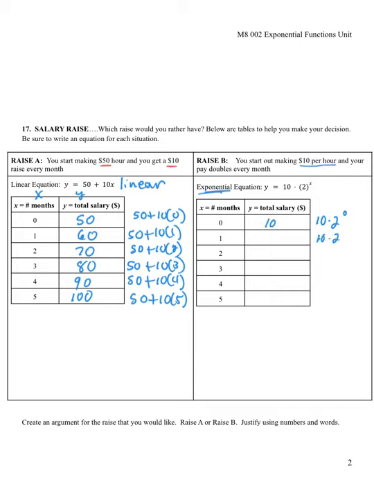Then you're going to do 10 times 2 to the first, which will be 20. 10 times 2 to the second, which will be 40. 10 times 2 to the third, 80. 10 times 2 to the fourth, 2 to the fourth is 16, so 160. Oh, look at that. This looks like I'm making much more money. So 2 to the fifth is 32, so 320. Okay. So now we have to justify our answer.